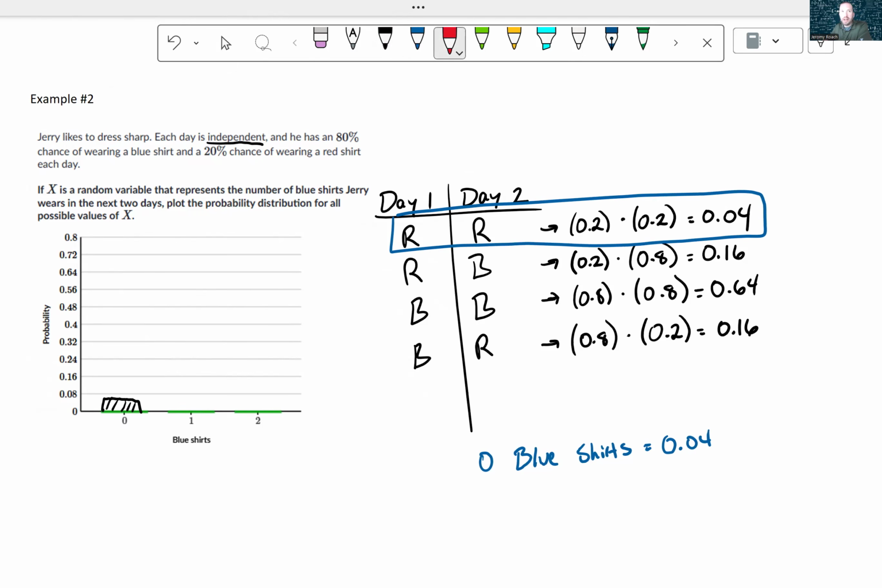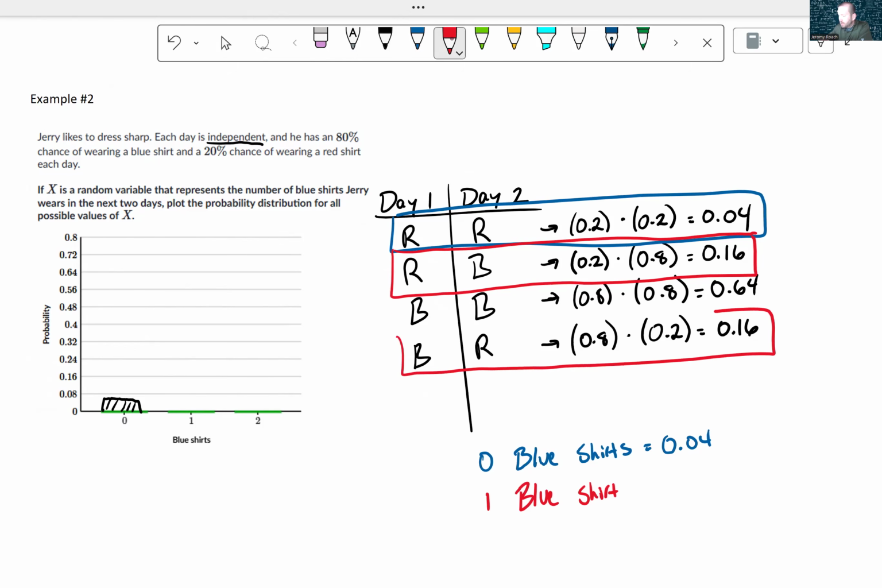Now let's look at if we had 1 blue shirt. There's 2 different combinations for that. If we had 1 blue shirt, that's he wears a red shirt the first day, a blue shirt the second day. And it's also if he wore a blue shirt the first day and a red shirt the second day. So we have to add those probabilities together. That's 0.16 plus 0.16, which is 0.32. So the probability he wears 1 blue shirt is 0.32.